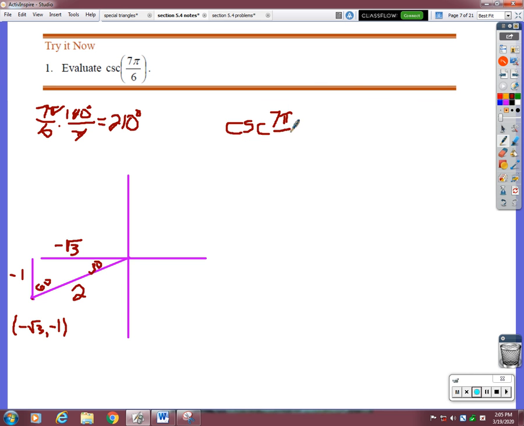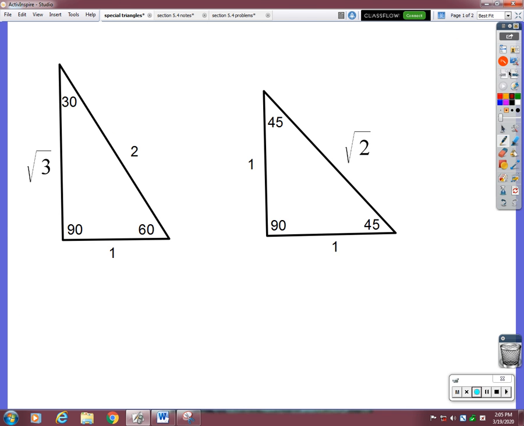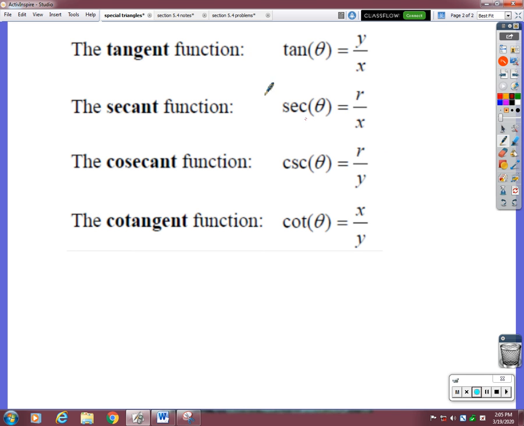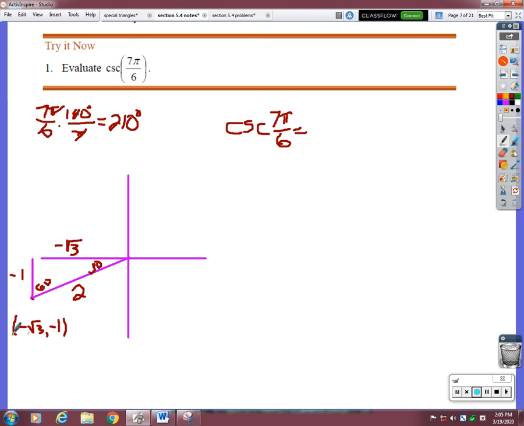Well, the cosecant of 7 pi over 6, cosecant is r over y. So we know that the radius is 2. The hypotenuse of the triangle is always the radius, and the y-coordinate of this point is -1. So the cosecant of 7 pi over 6 therefore will be -2. Okay? Alright, that's all we need to accomplish today.